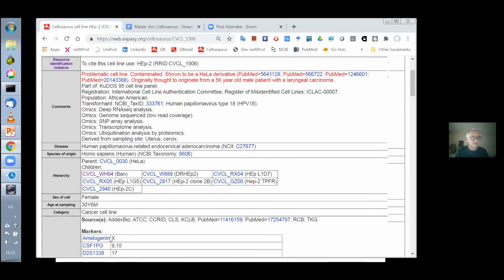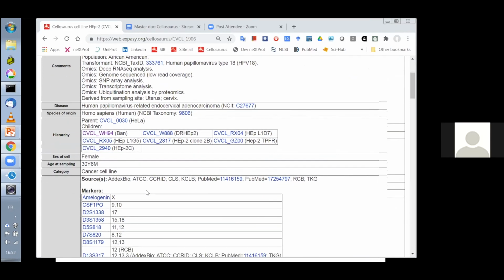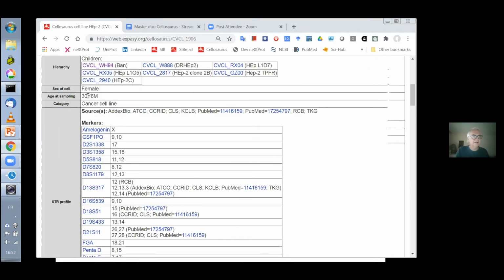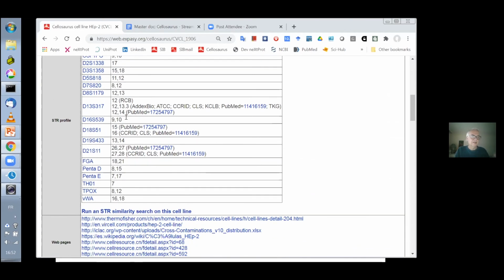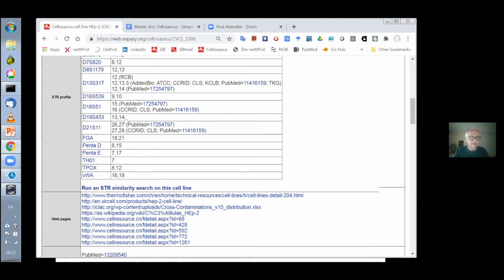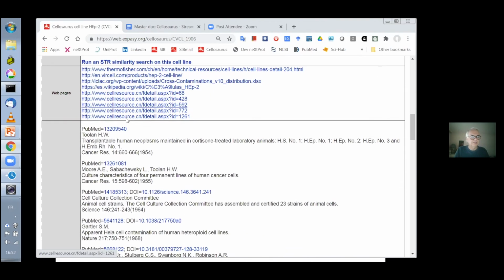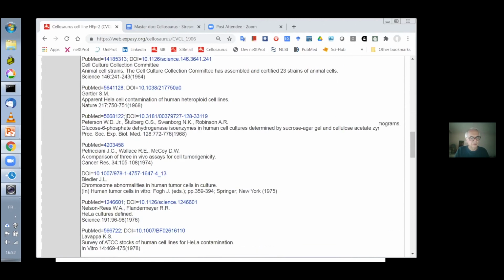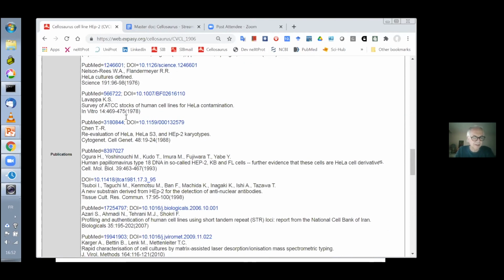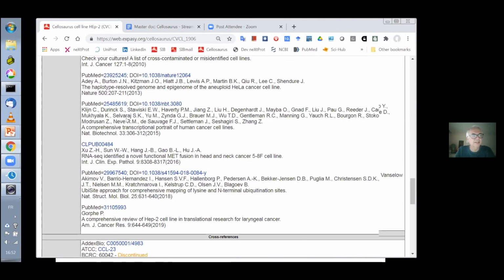You have the disease, the species, the parent and children, the fact it's a female cell line. As it's from HeLa, it's from a 30-year-old and 6-month-old individual at sampling. Henrietta Lacks, it's a cancer cell line. You have the STR profile, those web links, those references. I'm not going to go through this list of references, and then the cross-references.